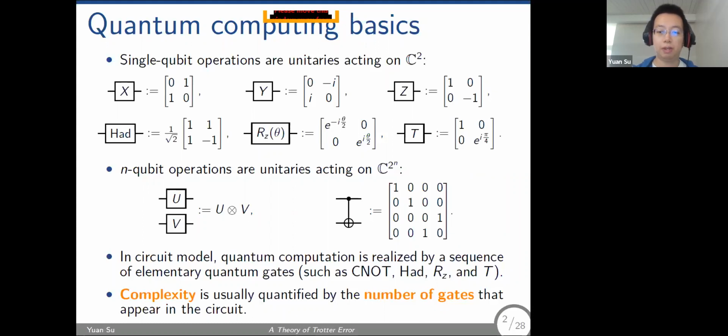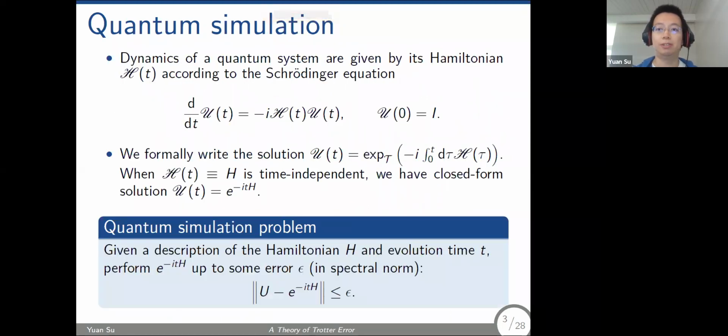There are many problems that you can consider to solve on a quantum computer, but in this talk, I will be exclusively focusing on one problem, the problem of quantum simulation. We know that the dynamics of a quantum system are described by the so-called Schrodinger equation, which is a first order differential equation. Let's say the evolution operator is U, then the derivative of U is equal to the Hamiltonian times U, with an initial condition of identity.